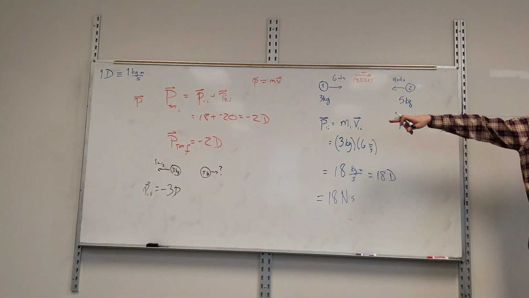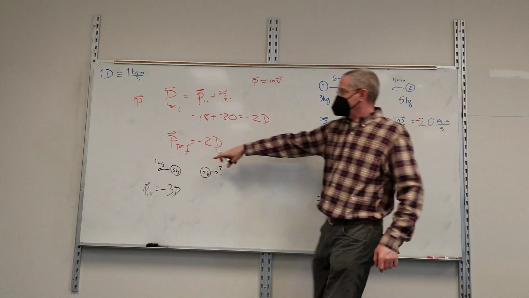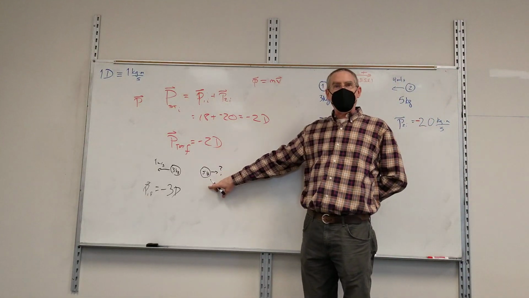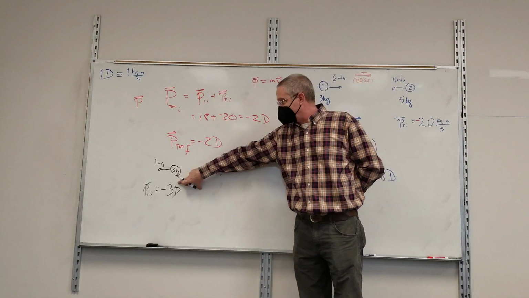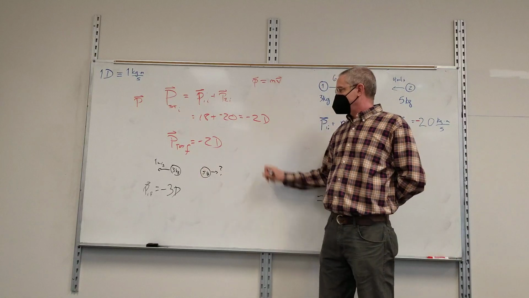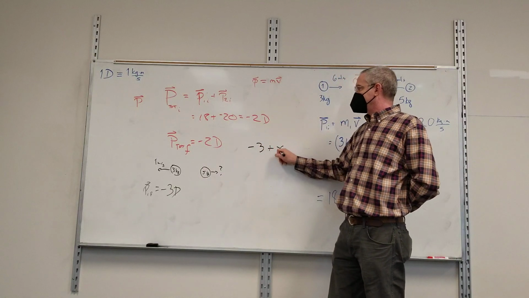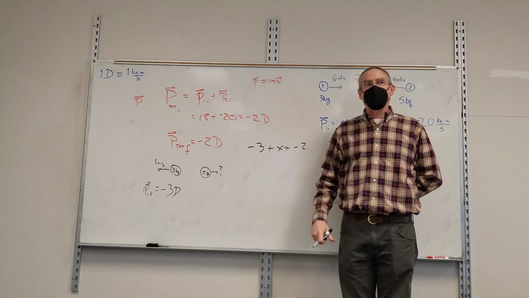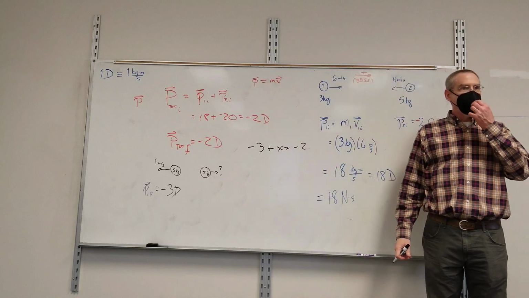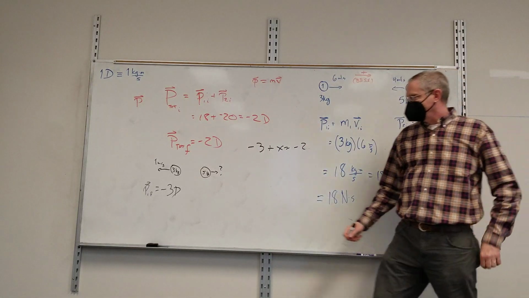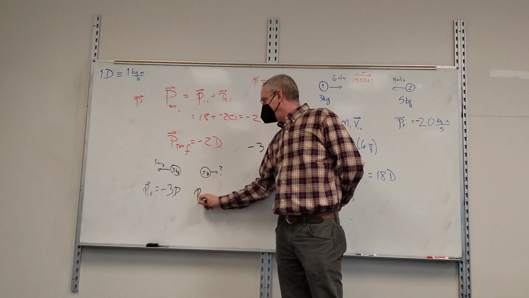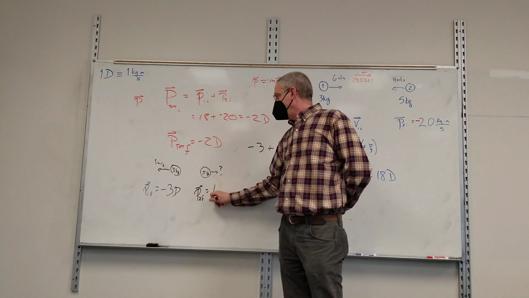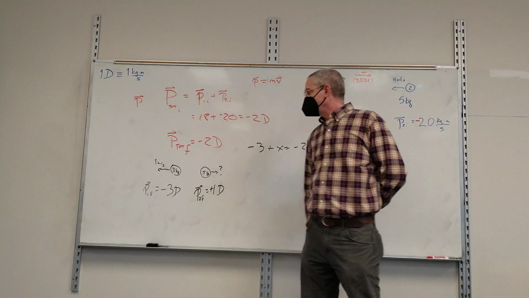I know my total is -2, this has -3, so what does this momentum have to be in order for the sum of those to be this? So -3 plus x is equal to -2. That's the math problem we're working here. So the momentum of mass 2 final is positive 1.